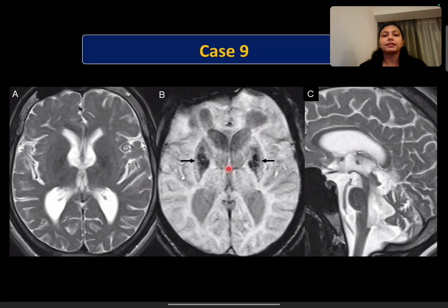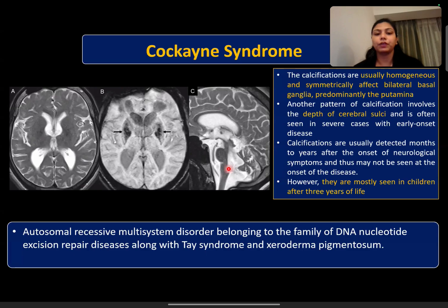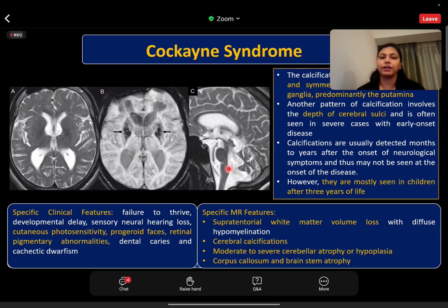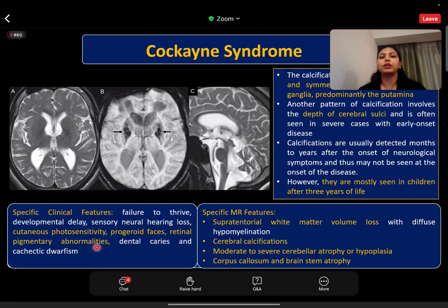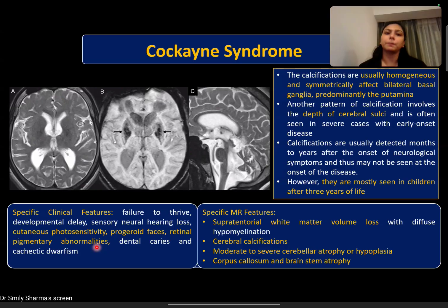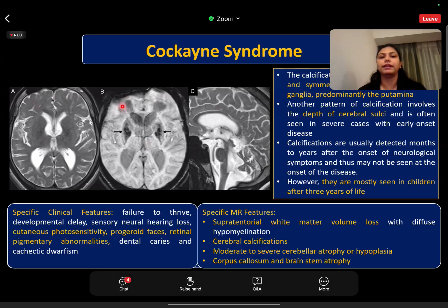Again, Cockayne syndrome has certain clinical features which can provide a lot of clue for the diagnosis. For example, these patients can have cutaneous photosensitivity, progeroid faces, retinal pigmentary abnormalities. These can have dental caries. But what important pattern we should remember on MRI, apart from diffuse hypomyelination, is the presence of calcifications. Now, these calcifications are usually homogeneous involving the putamen, but in severe cases, they can also involve the depth of the sulci as well. And these calcifications may not be present at the outset, especially if the child is less than 3 years of age.